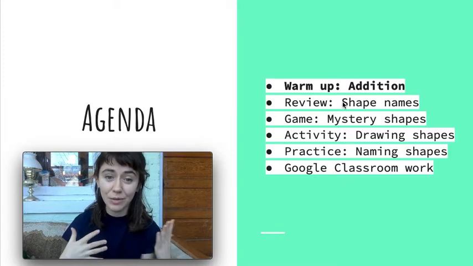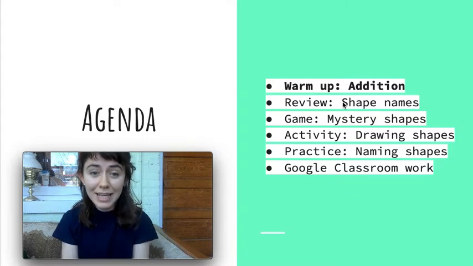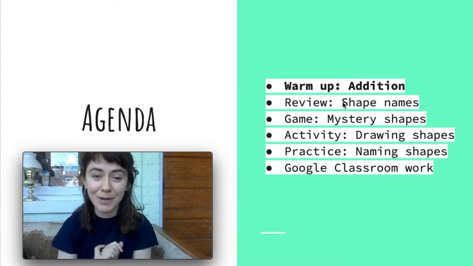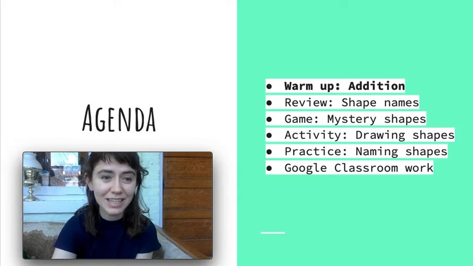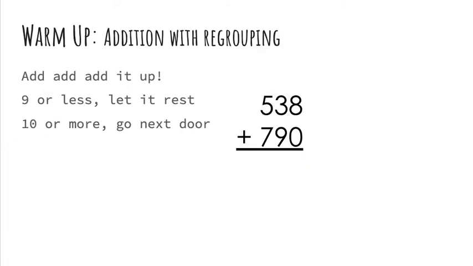We're going to do an activity with drawing shapes. Then we're going to practice naming shapes. And then it's time for your Google Classroom work. So let's get started with our first task, which is addition. Go ahead and copy this vertical number sentence on your piece of paper.